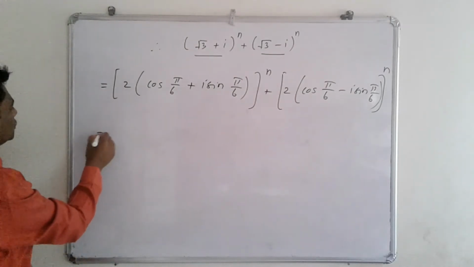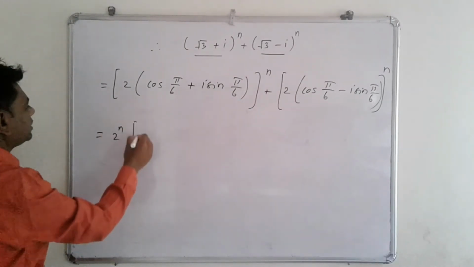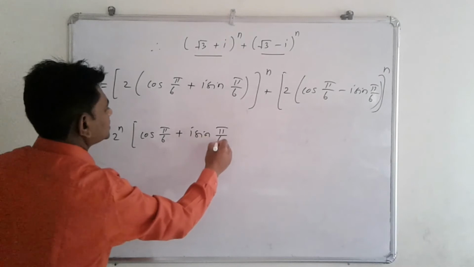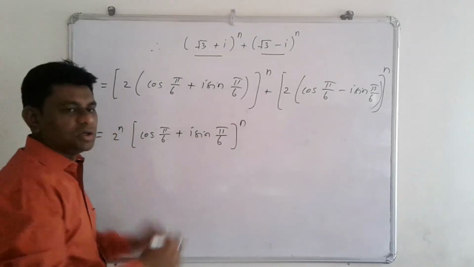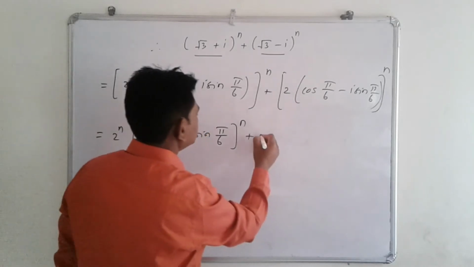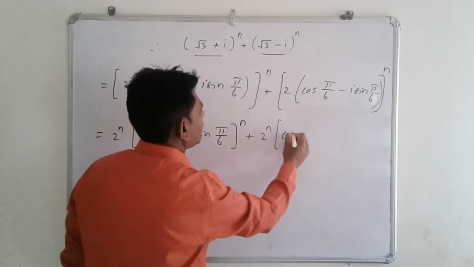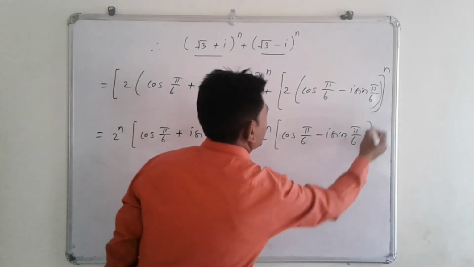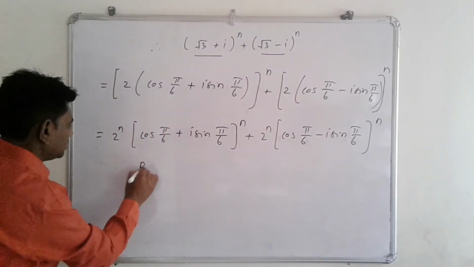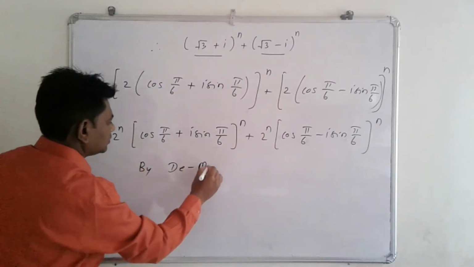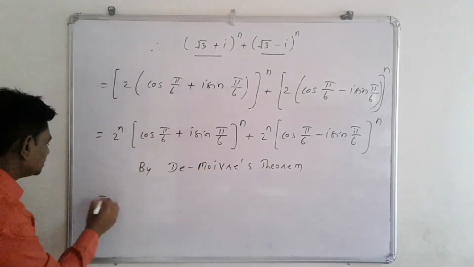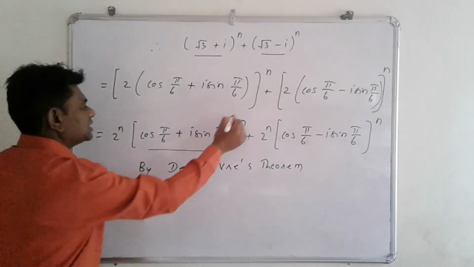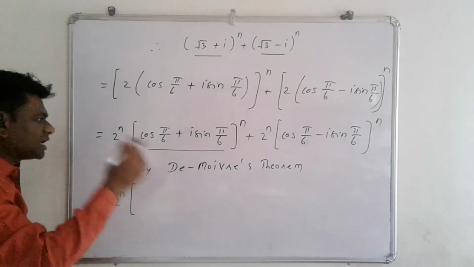Now this is equal to 2^n times (cos pi by 6 plus i sin pi by 6)^n by using the laws of indices, plus similarly 2^n times (cos pi by 6 minus i sin pi by 6)^n. Therefore, by using De Moivre's theorem, (cos theta plus i sin theta)^n is cos n theta plus i sin n theta.